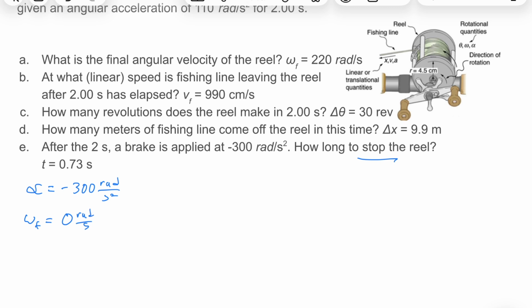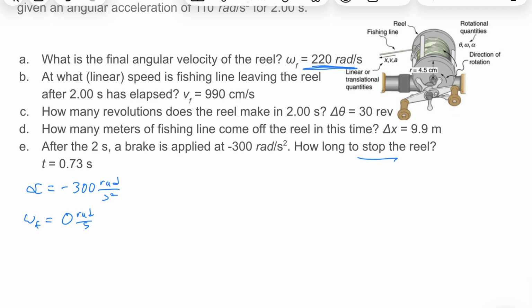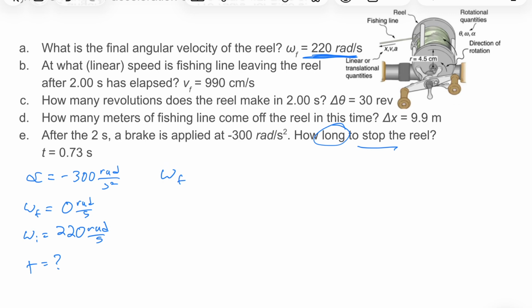And in this time interval, we actually started at the final velocity for our 2-second time interval, right? So at this point, our initial angular velocity was 220 radians per second, right? So we've got 3 variables there, and we want to know how long. So we're looking to figure out what our time was. And with those 4 variables, we can use our rotational kinematics equation that tells us that our final angular velocity equals our initial angular velocity plus our angular acceleration times time.